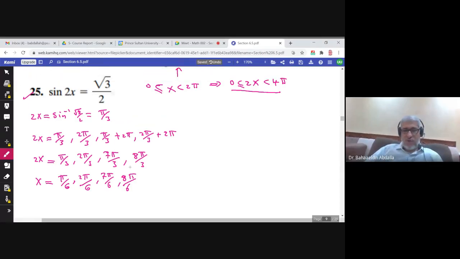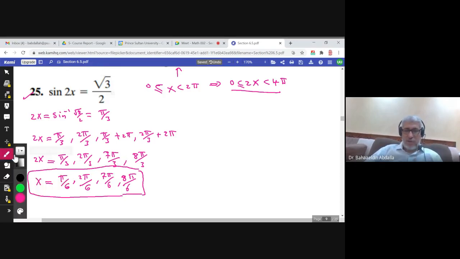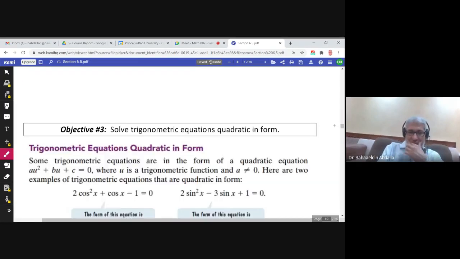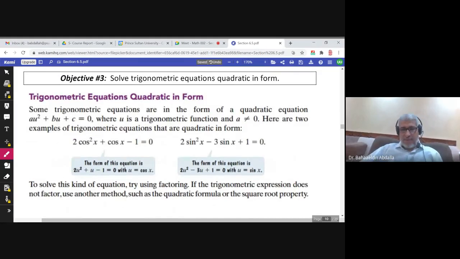And please, when you find your solutions, at least check one of them. And usually check the last one, okay? So replace x by this one. So multiply sine 2 times this one and check the result. So sine 2 times 8 pi over 6 is just square root of 3 over 2. So your answers are correct. Good. This is the end of this objective, which is how to deal with multiple angles.